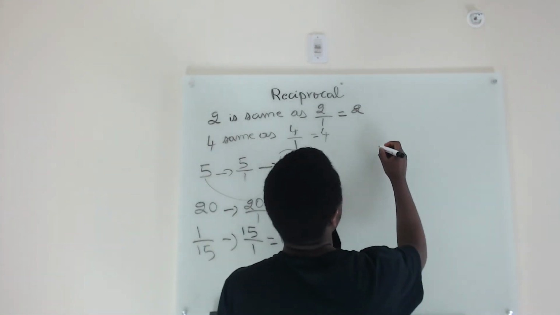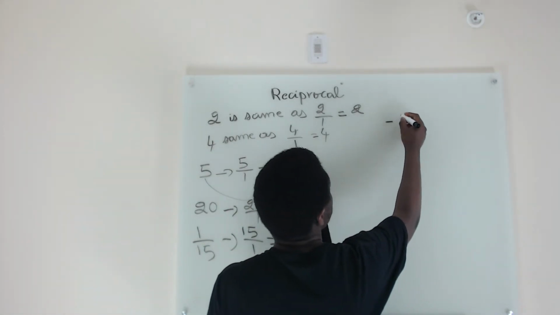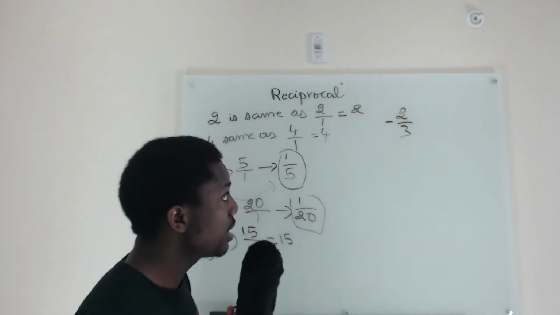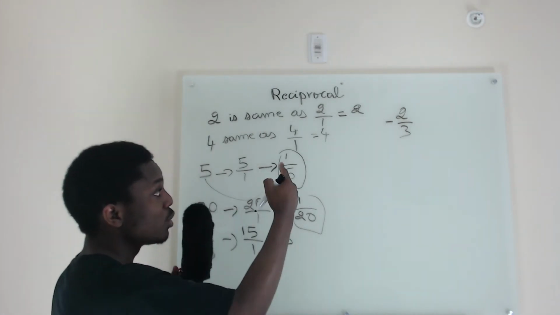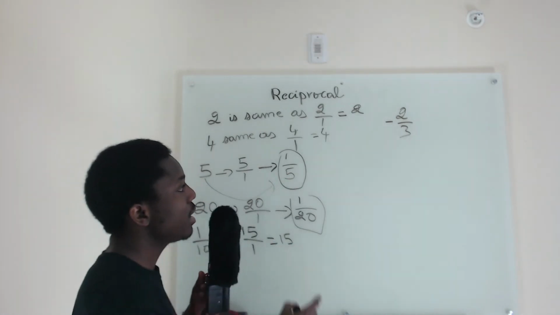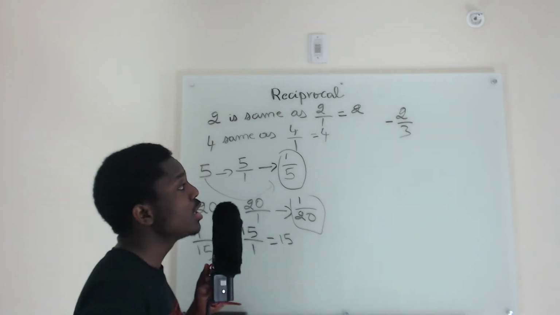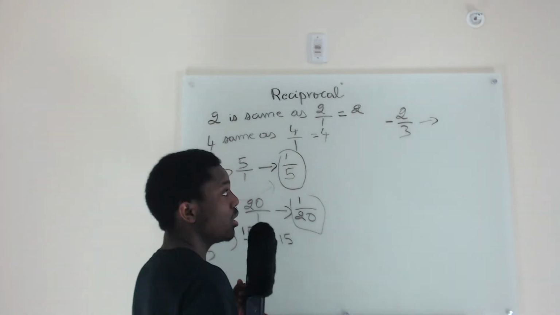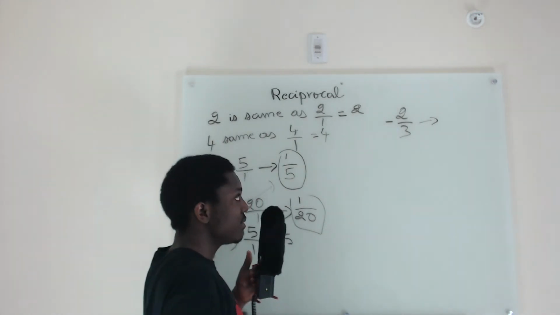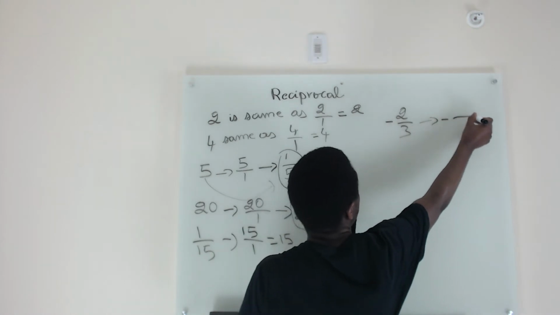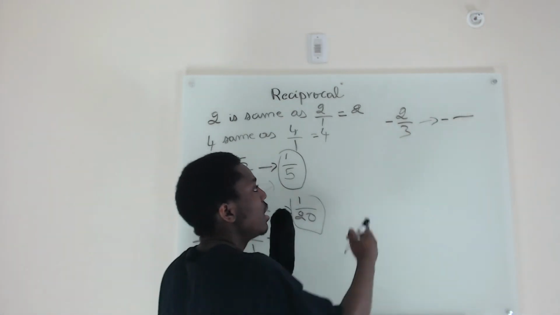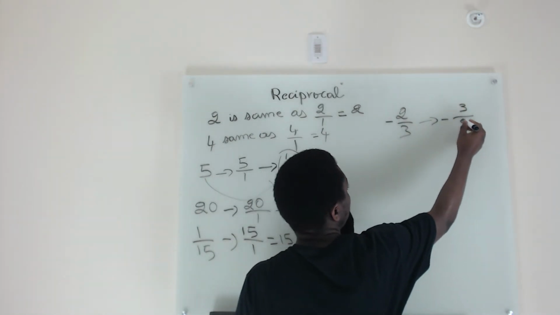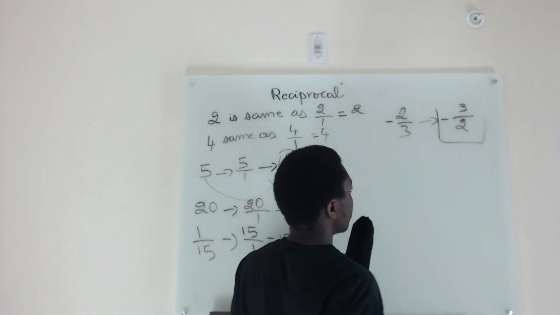So now let's say you have something like negative 2 divided by 3. Okay? And you are being asked to find the reciprocal of this one. So what you do, since the sign of the fraction is what? Negative. So you keep the negative sign and then you flip the fraction. So 3 goes on the top and 2 goes on the bottom. And this is the final answer.